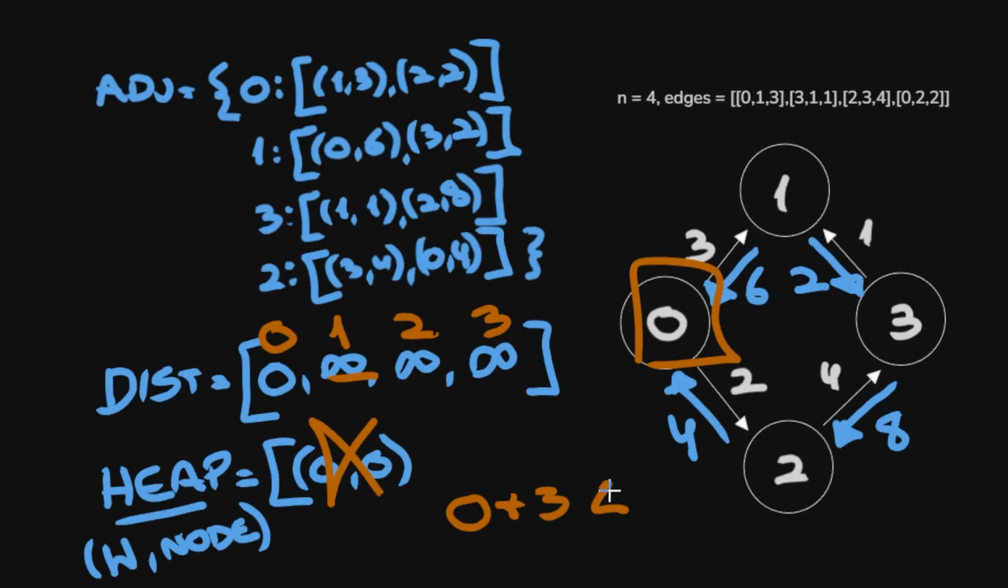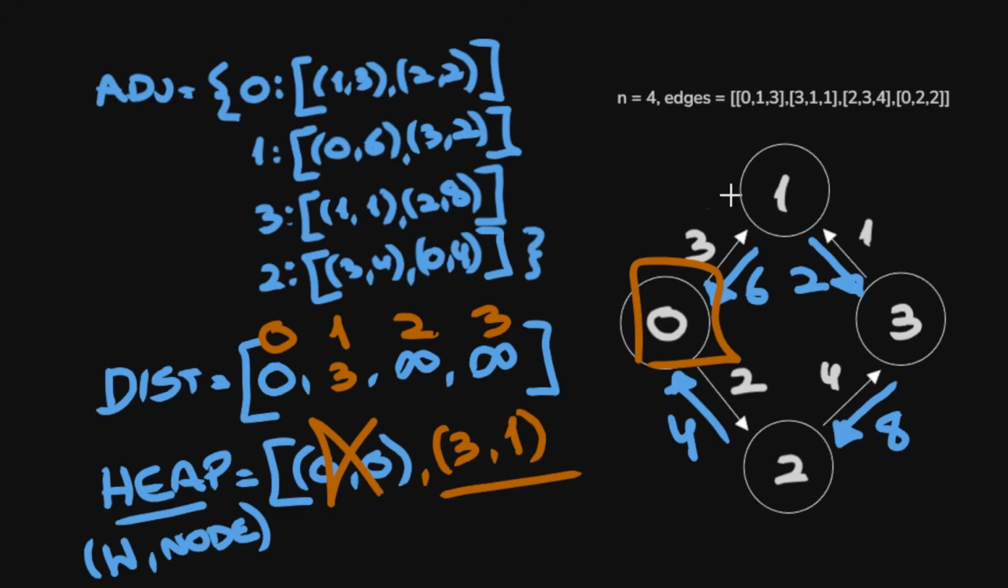Here this number is infinity, and given that 0 plus 3 is smaller than infinity, now we can update this number to 0 plus 3, meaning 3, and we can push into our heap a tuple with the information for the neighbor. We store the new weight, which is 0 plus 3, and the value corresponding to the neighbor, meaning 1. And this means that if we are standing at this node, we have a distance of 3 from the source.